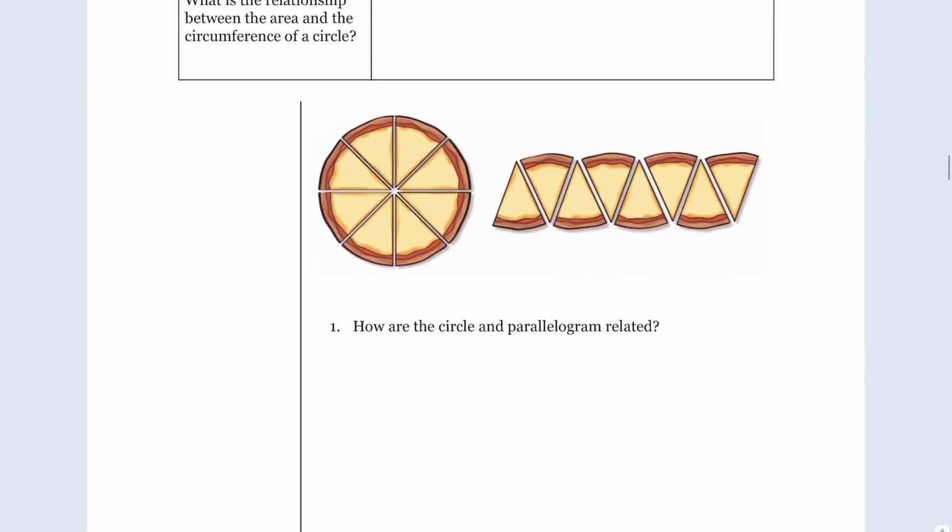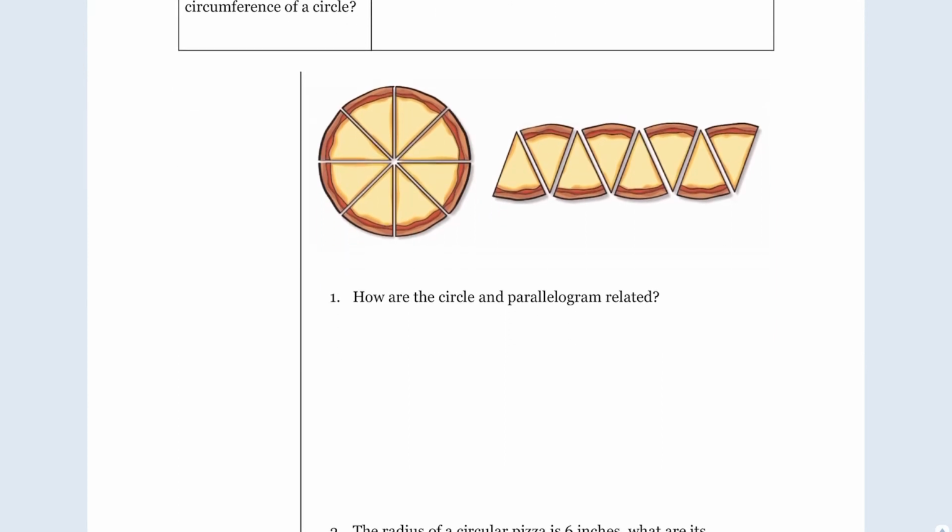Okay, so the first thing that I need you to do is take a look at this circle of pizza, and then it's rearranged into this kind of loosely shaped parallelogram. So what do you notice is the same about these two shapes? What are some of the observations you are making? Well, you might notice that in the circle we have 8 slices of pizza, and in the parallelogram we also have 8 slices. So both shapes have 8 slices of pizza.